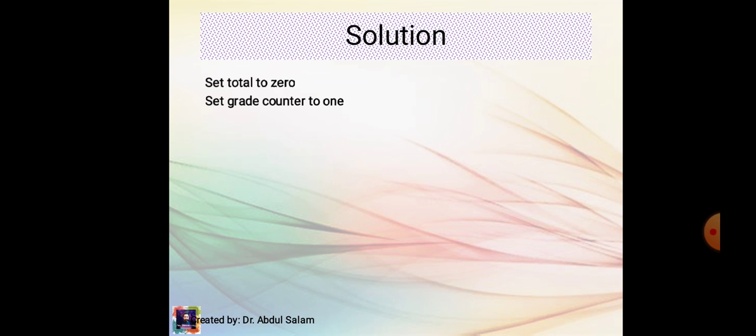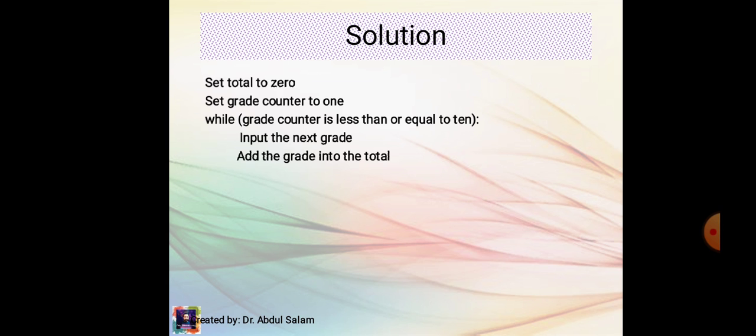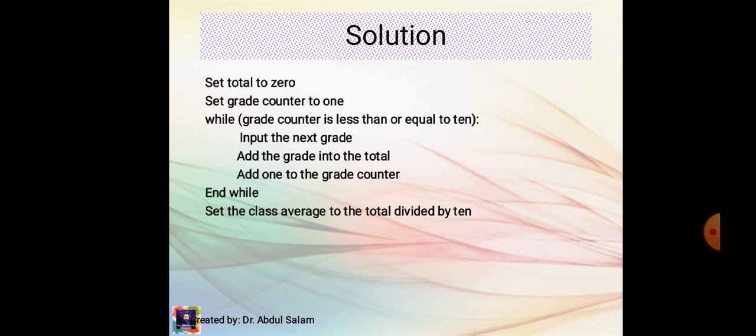Solution of the problem: set total to 0, set grade counter to 1. While grade counter is less than or equal to 10, input the next grade, add the grade into the total, and add 1 to the grade counter. Then set the class average to the total divided by 10, and print the class average.